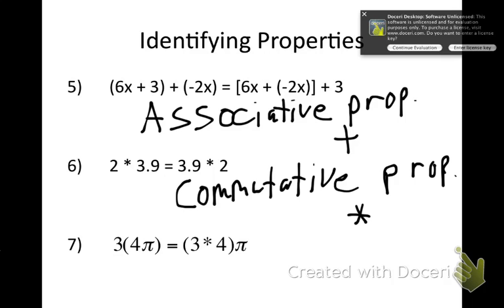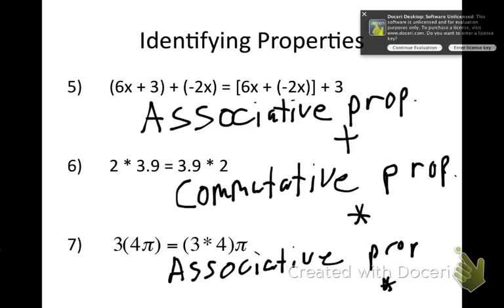Number 7, okay, 3 parentheses 4 times pi equals parentheses 3 times 4 times pi. So again, multiplication now, if you see what's going on here, I'm flipping around the way I want to multiply. More than 2 elements. I have 3 elements here. What might be the property in this one? Jack? Associative. That is associative. And again, on a problem like this, yeah, it'd be a lot easier. I would suggest multiplying 3 times 4 first, and then pi. So yeah, that's the associative property of multiplication.